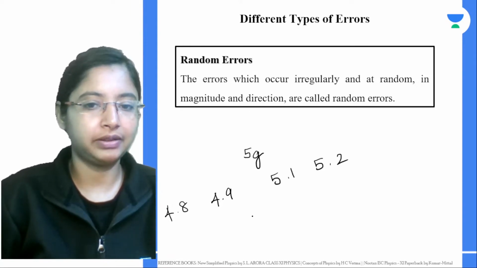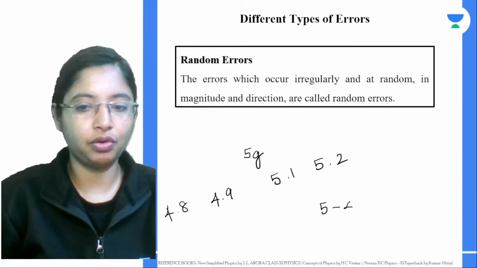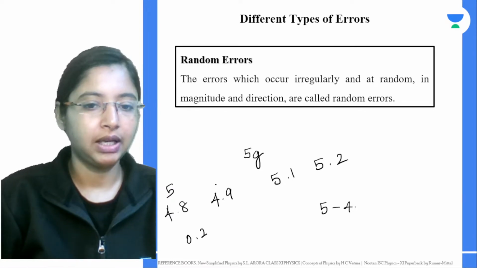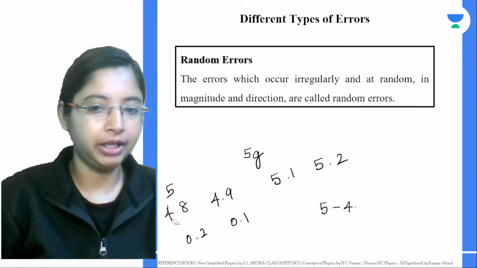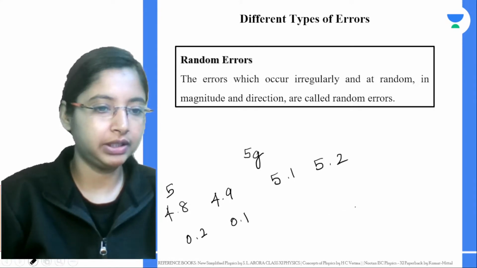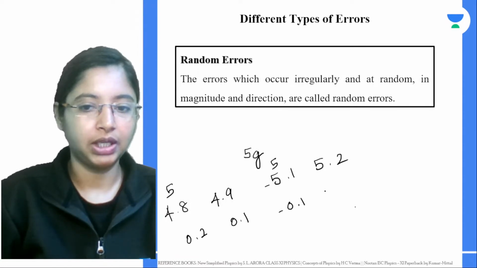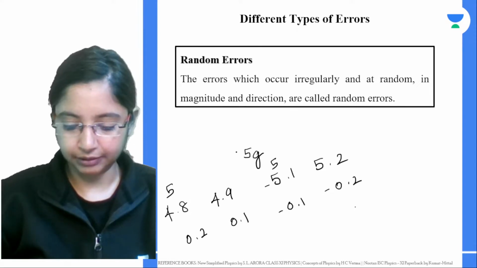What will be the error in this case? When the reading is 4.8, the error is 5 minus 4.8, which is 0.2. Then this will be 0.1. But in this case, it will be 5 minus 5.1, which is minus 0.1. This will be minus 0.2. So random errors can be positive or negative.